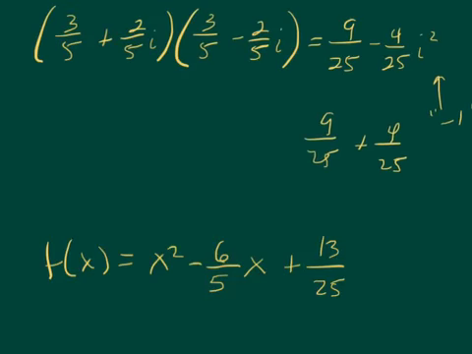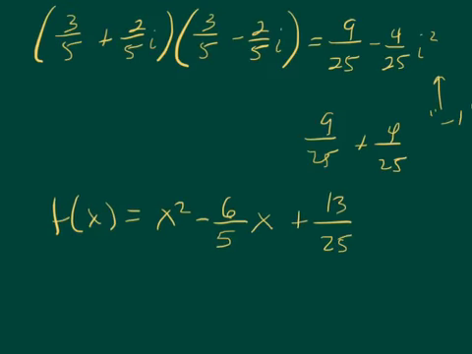By 25. Yeah. So f of x is simply 25x squared. Now this is going to get a little bit messy. This is going to be minus 30x, and I'll show you where that comes from. Plus 13.